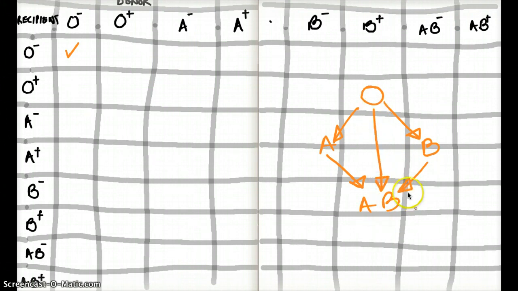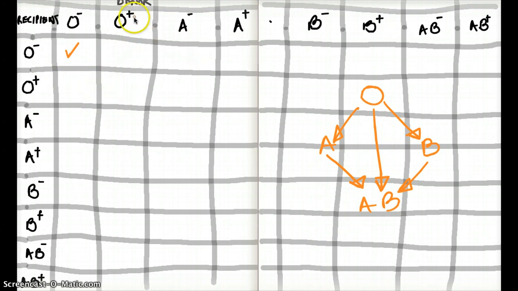See how the arrows are not going in the other direction? The arrows are only following one particular direction. So I just wanted to make that point. It's an interesting way to kind of, if you're having trouble, it's an easy way to remember. Anyways, so continuing on with our chart.